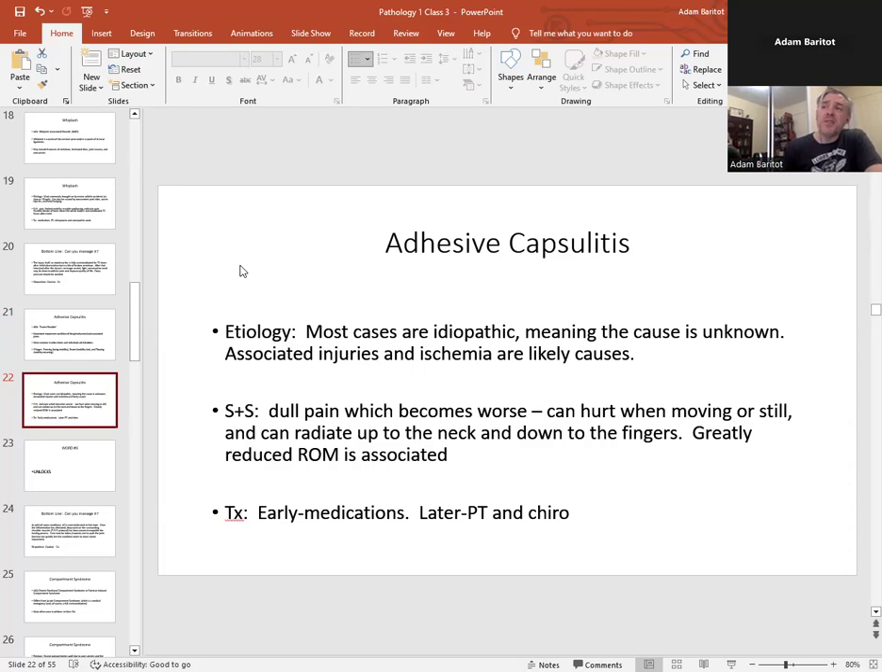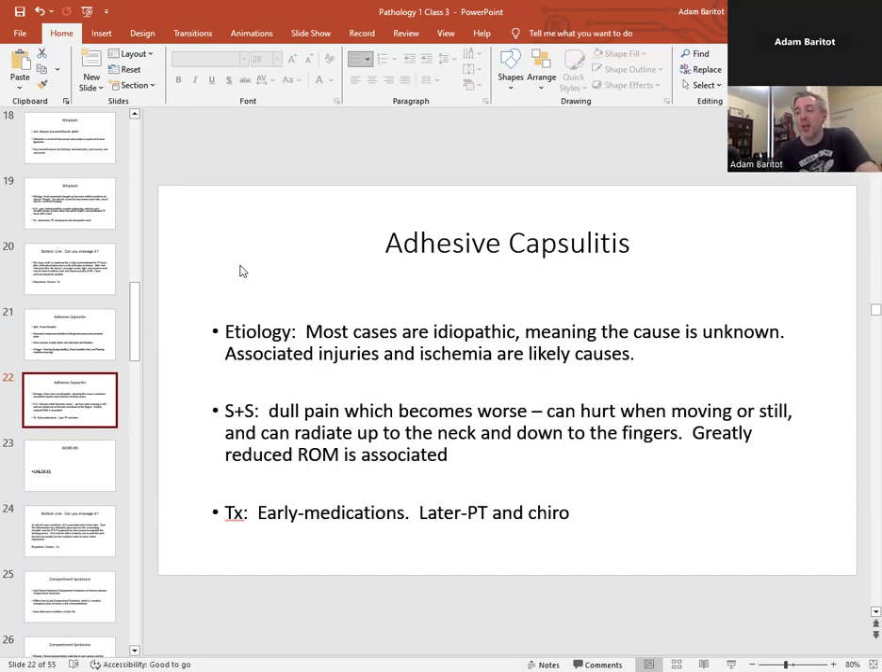Most cases of adhesive capsulitis are idiopathic, which means the cause is unknown. Usually an associated injury, almost always a rotator cuff injury, is in play, and ischemia or systemic inflammation are likely causes. When my father got adhesive capsulitis, it was because he was playing baseball in his 50s and swung at something a little vigorously, and his shoulder hurt for probably 3 months.